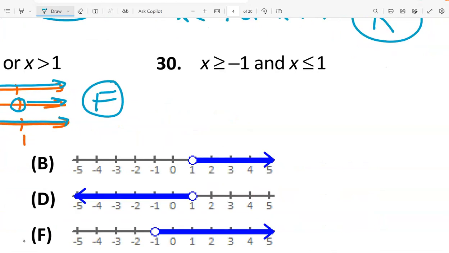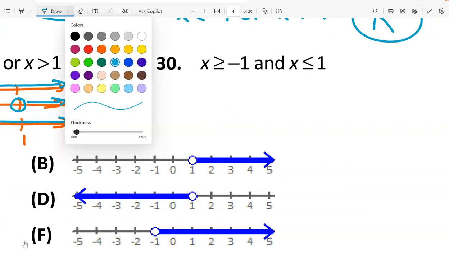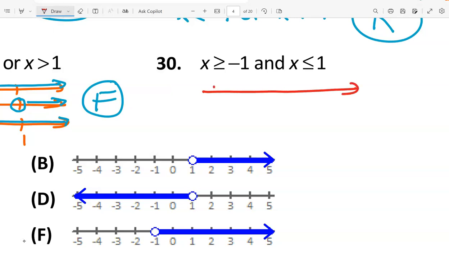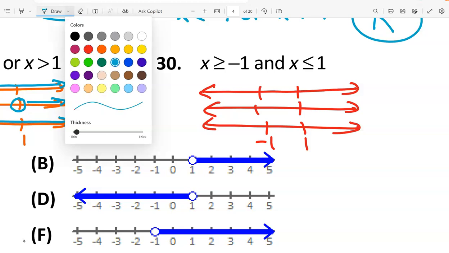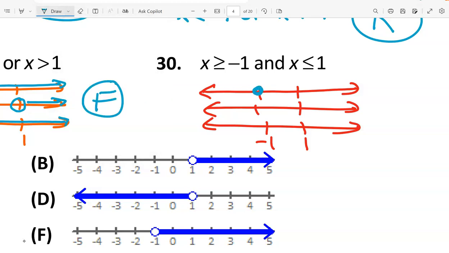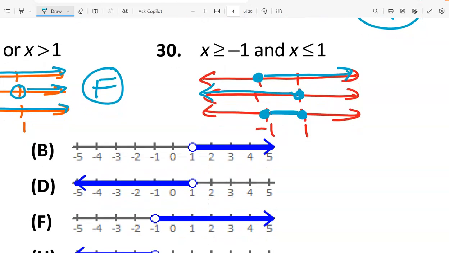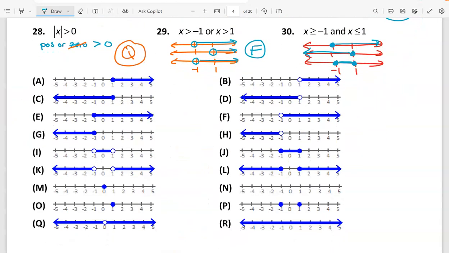And last one is an AND statement. I'm going to draw number lines for this one as well, and we'll shade x is greater than or equal to -1 on the first number line, x is less than or equal to +1 on the second. We're joining with the word and, so that's what the two sets have in common. So that would be the region in between -1 and +1, including both endpoints, and that is choice J.